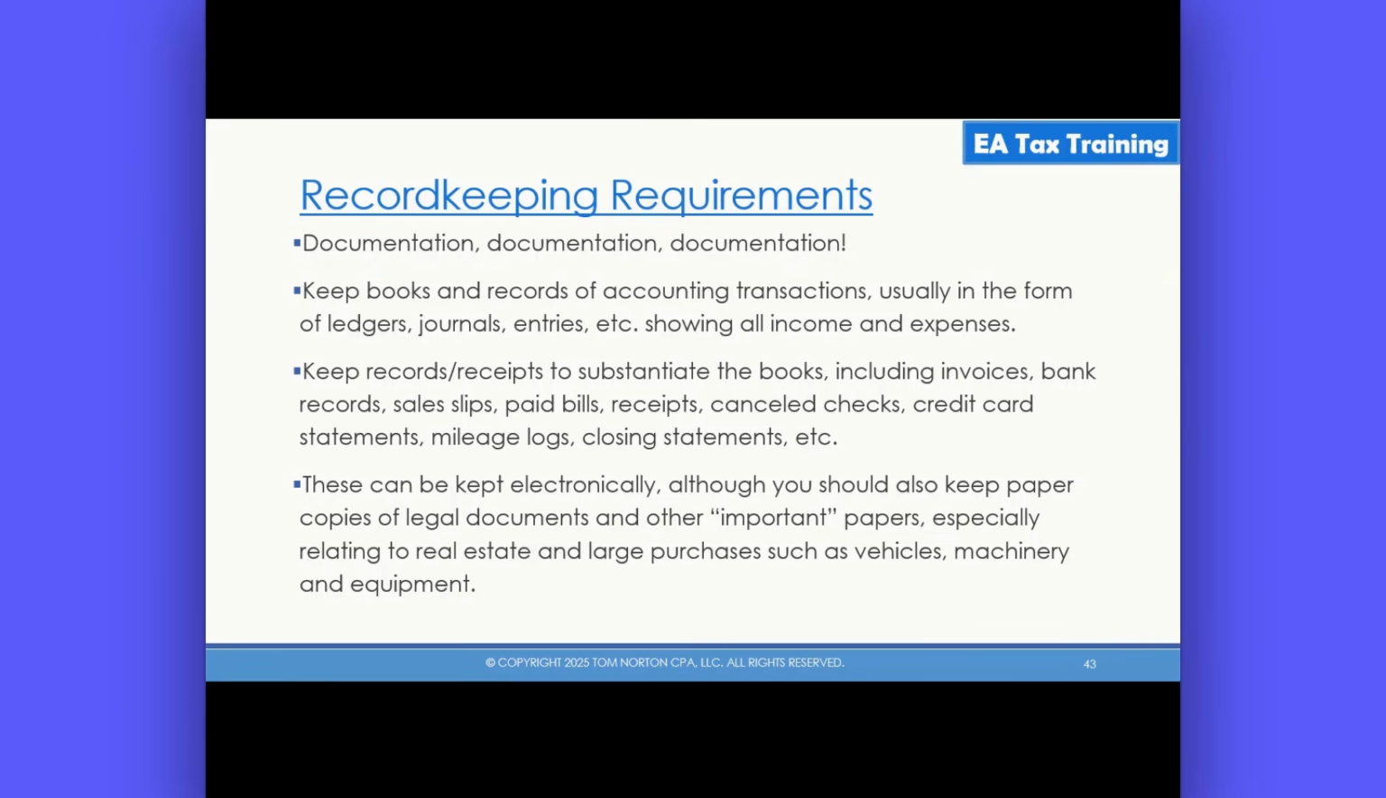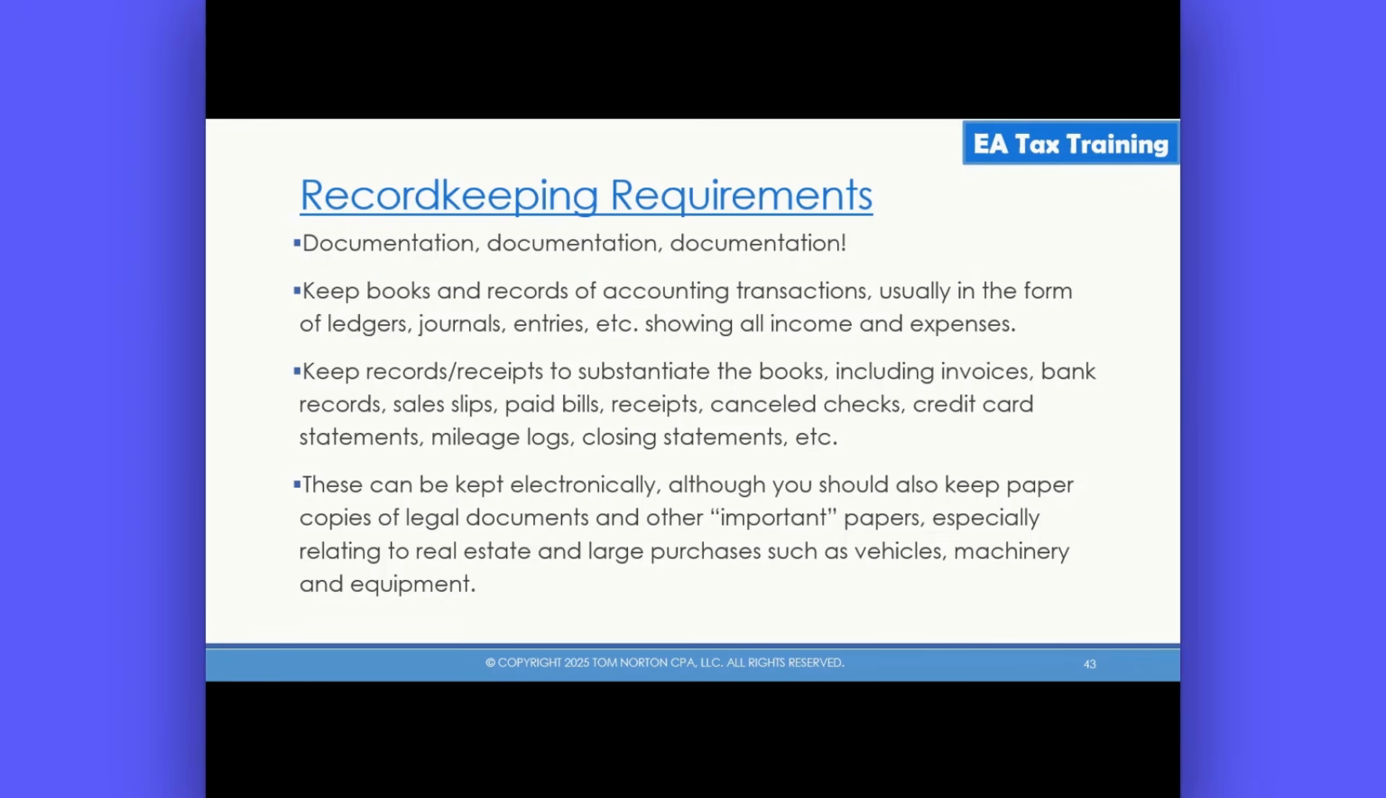And there are plenty of small businesses who are still doing it by hand, or maybe they're keeping some records in Excel or something like that, but not specifically in an accounting software. That is fine as long as they are keeping those records and they're easy to follow and they can be used in case of an audit to support what is going on with the tax return. You also want to keep your records and receipts to establish those numbers that are in the books and records. So this would include invoices, bank records, sales slips, receipts, bills, canceled checks, etc. Those things can also be kept electronically, or you can keep paper copies of them.